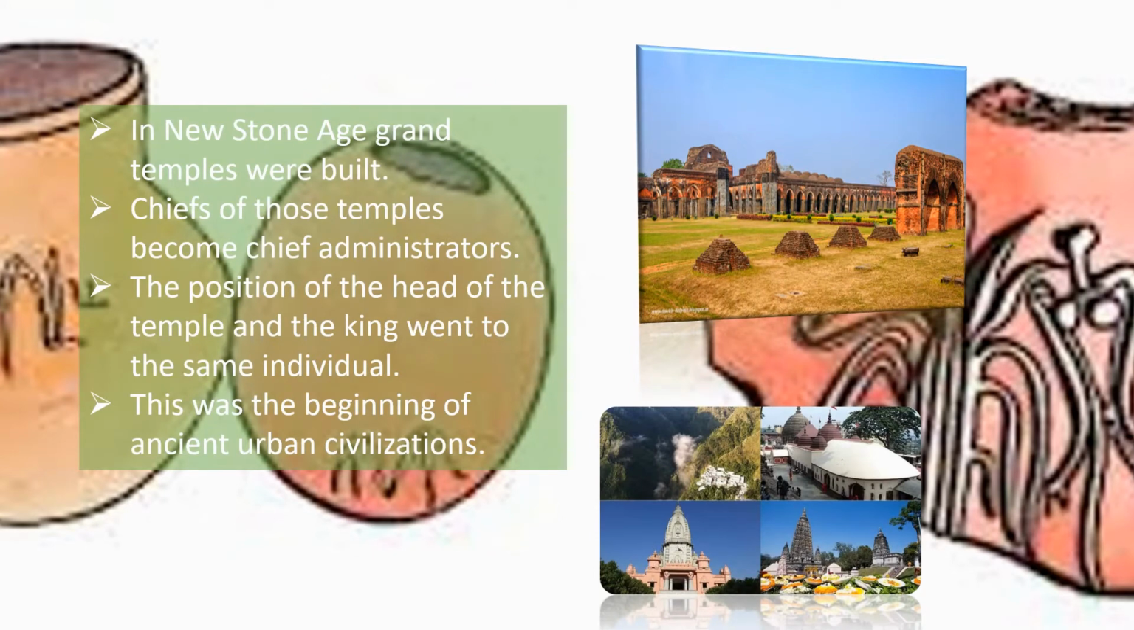In the New Stone Age, as the cities increased, grand temples were built in many cities. Humans appointed a chief, and the chief of the temple became the chief or administrator of those cities. Later on, the position of the temple head and that of the king went to the same individual. All these changes were the beginning of the ancient urban civilization of the world. We'll learn more about them in our next lesson.